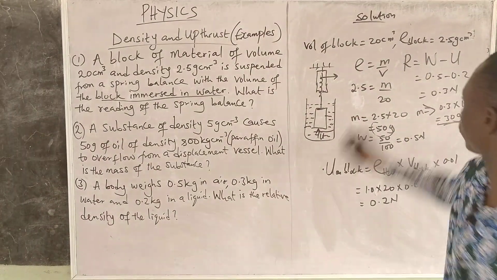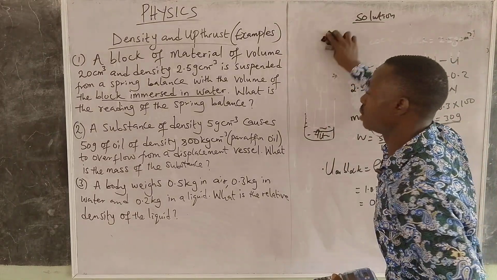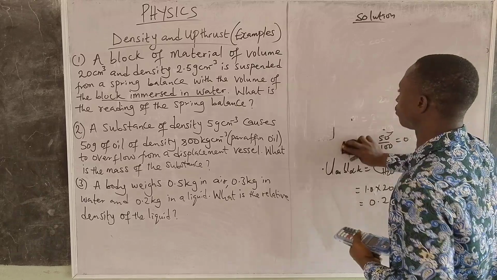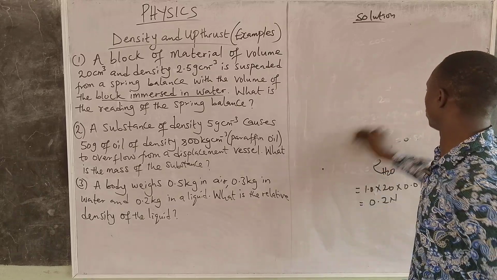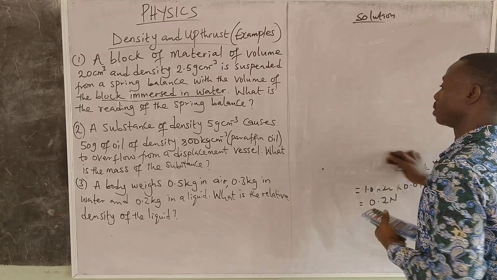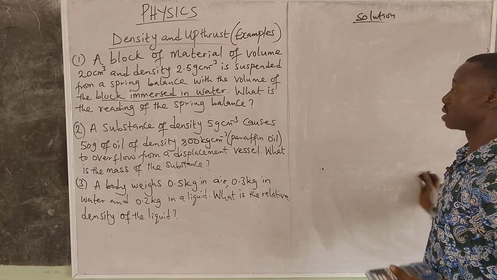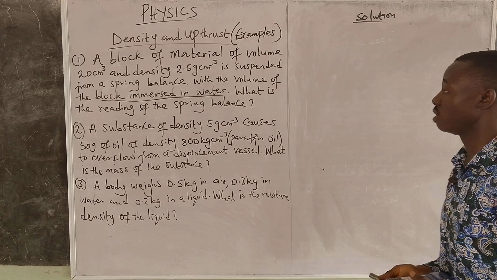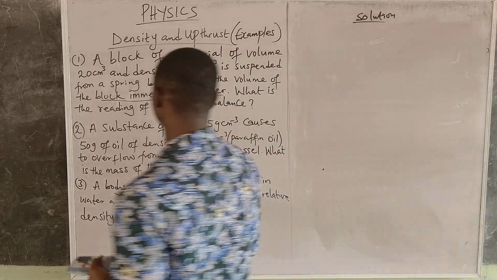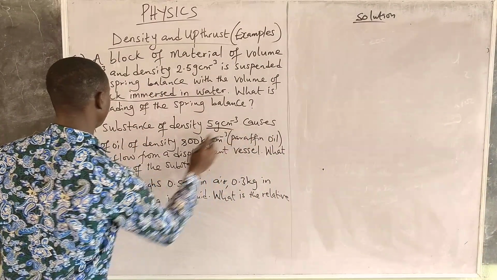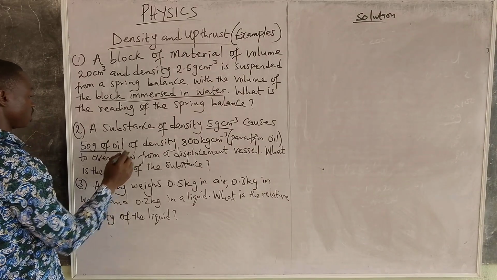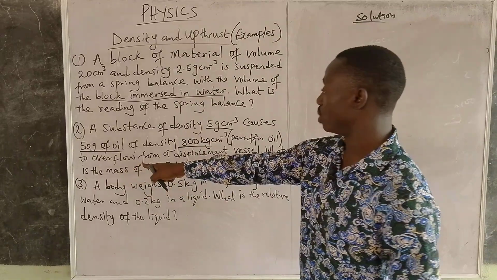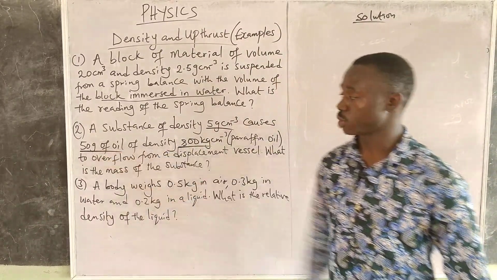Then number two says a substance of density 5 gram per cm cube causes 50 grams of oil of density 800 gram per cm cube to overflow from a displacement vessel, right? So this is the density of the substance, and this is the mass of the oil. This is the density of the oil. Now, the mass of the oil that overflow is this. This is the one that is displaced.